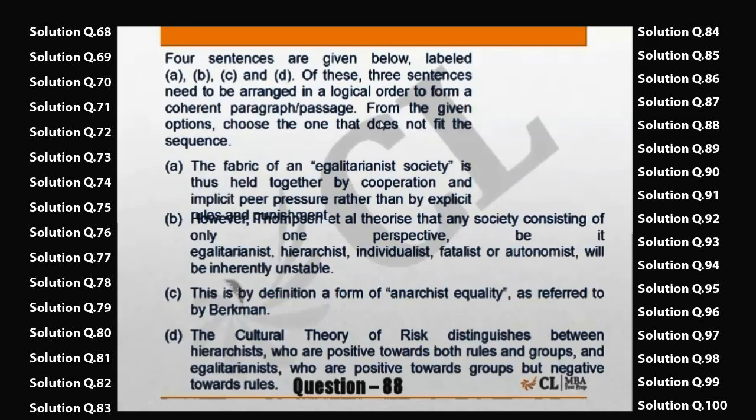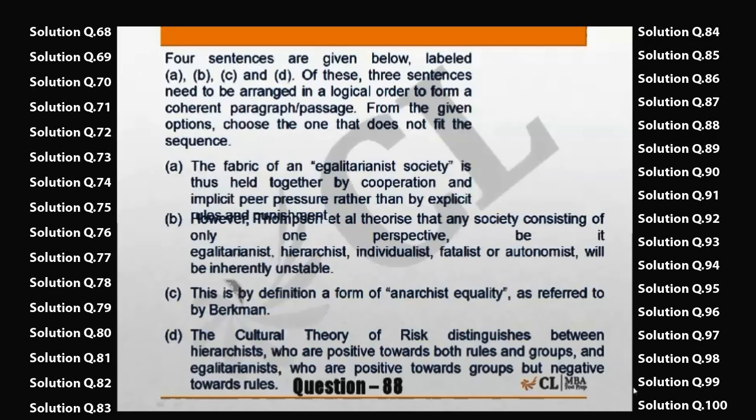Question number 88 wanted to know which of the 4 sentences does not fit the sequence. There were 4 sentences jumbled up. You had to find out 3 which are in a sequence together. 1 was not. If you were to read the 4 sentences, you would find out that option B is the odd one out, since it's the only one that moves away from talking of an egalitarianist society and starts to speak, very abruptly I should say, of one perspective societies. The sequence should be D, A and C. Option B is the one which is the odd one out.